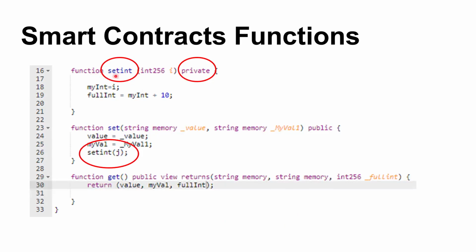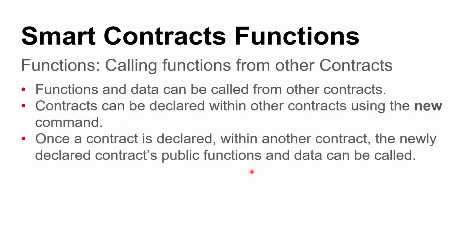We can see here that we have the function setInt, which is private. So again, it can only be called within this contract. But we see here setInt, which takes an integer. We can see it's being called down here in a different function. So we can see setInt with the j, which in this case is going to be a uint256, and then these steps will be performed.